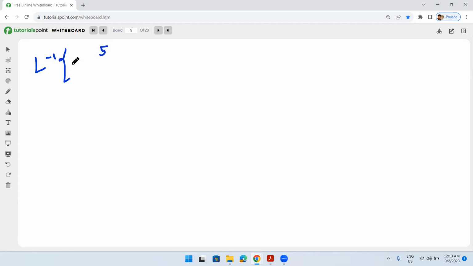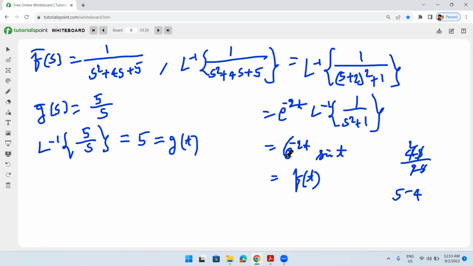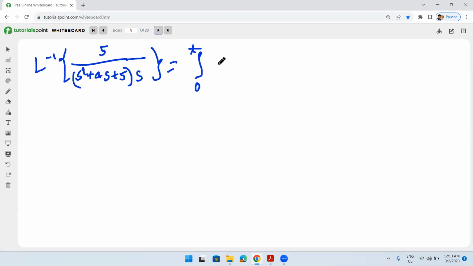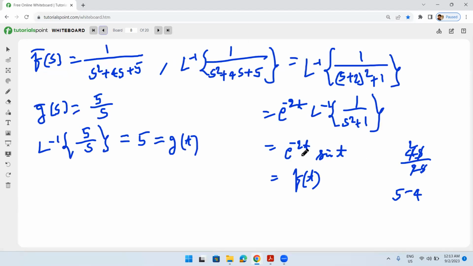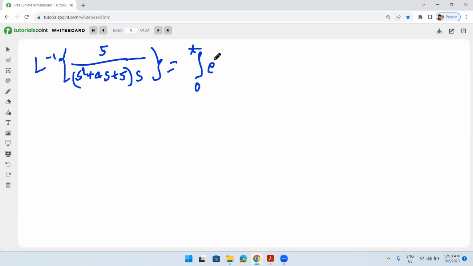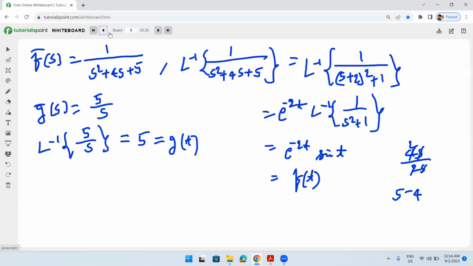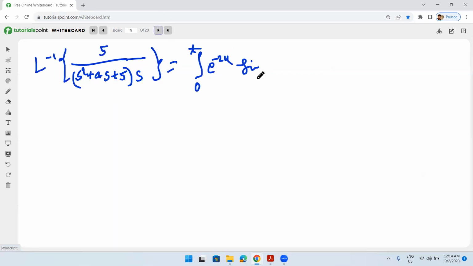L inverse of 5 by s square plus 4s plus 5 into s. I'm writing s at the end so that using convolution theorem, integral 0 to t f of u. What is f of t? E power minus 2t sine t. In the place of t, put u. So what do you get? E power minus 2u sine u du.